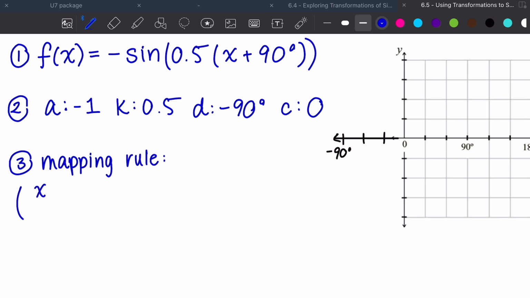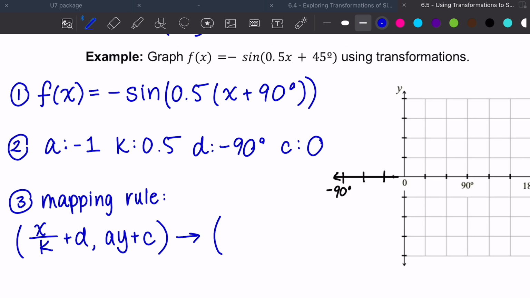Which again, if I'm doing the general form of x over k plus d, a y plus c, using these specific parameters, I know that this is really going to be x over 0.5 minus 90, and then I'm going to have negative y. I don't have to say plus 0, so that's it. That is the end. All of our y values are essentially flipping and becoming negative.